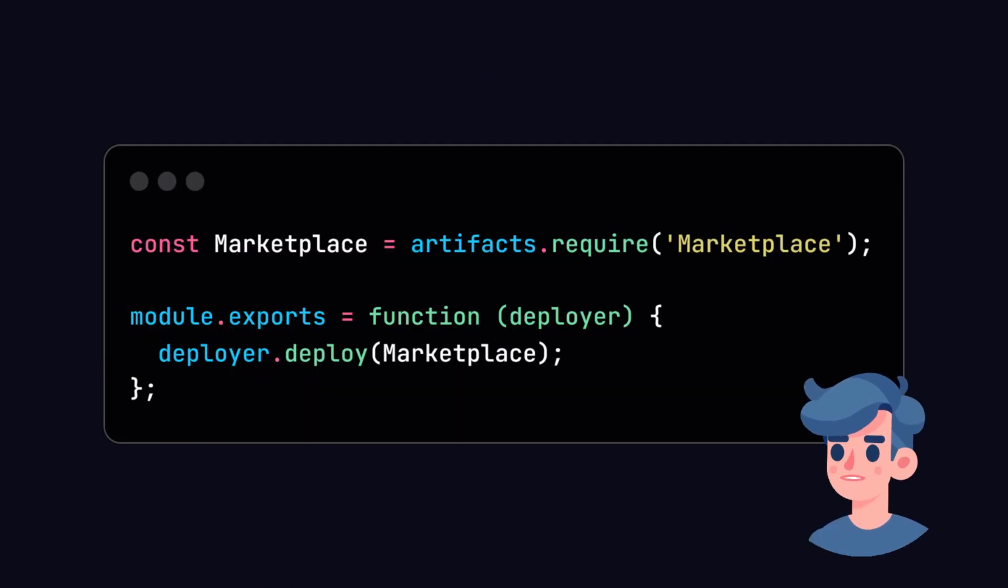Let's now migrate our smart contract to the blockchain. Open the Migrations folder and create a new migration file named to_deploy_marketplace.js. This file will handle the deployment of our marketplace contract.